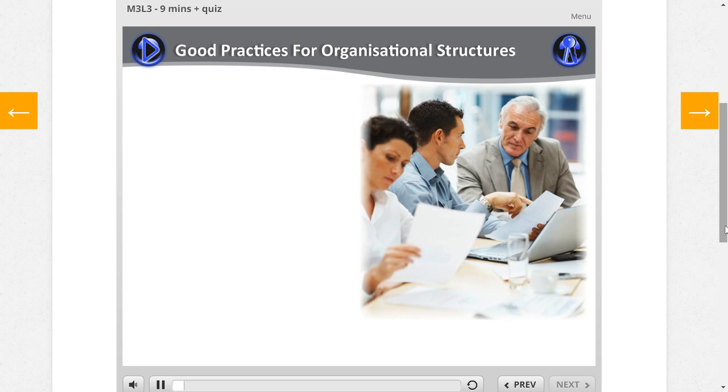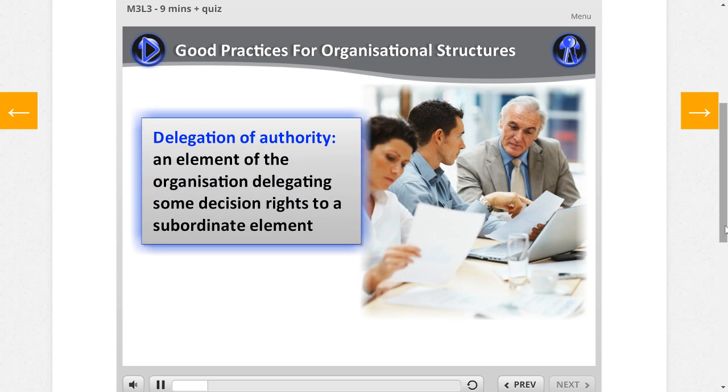Other good practices for organizational structures are delegation of authority. This refers to an element of the organization delegating some decision rights to a subordinate element. Usually, it involves a manager empowering a subordinate to make decisions, often related to a particular task. The manager, though, retains accountability. Successful delegation can reduce delays by speeding up decision-making. It can also reduce costs by freeing the manager for other tasks.